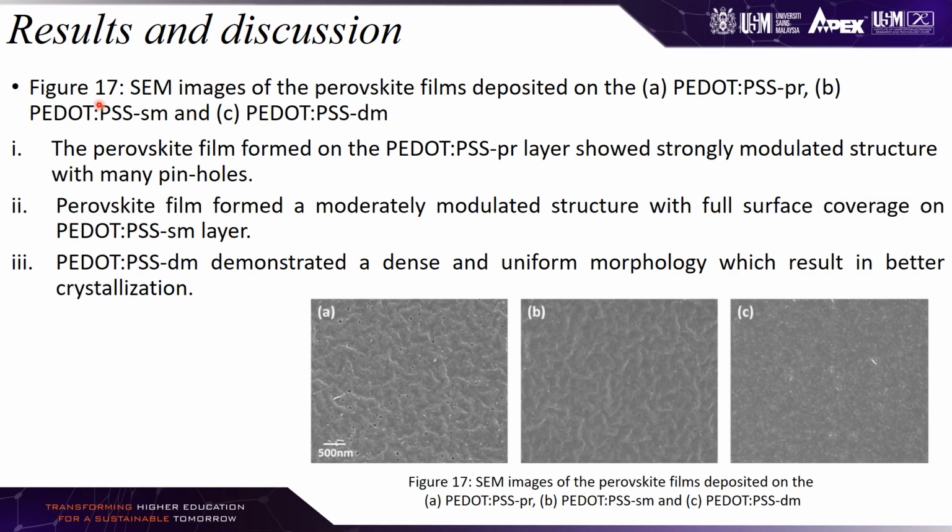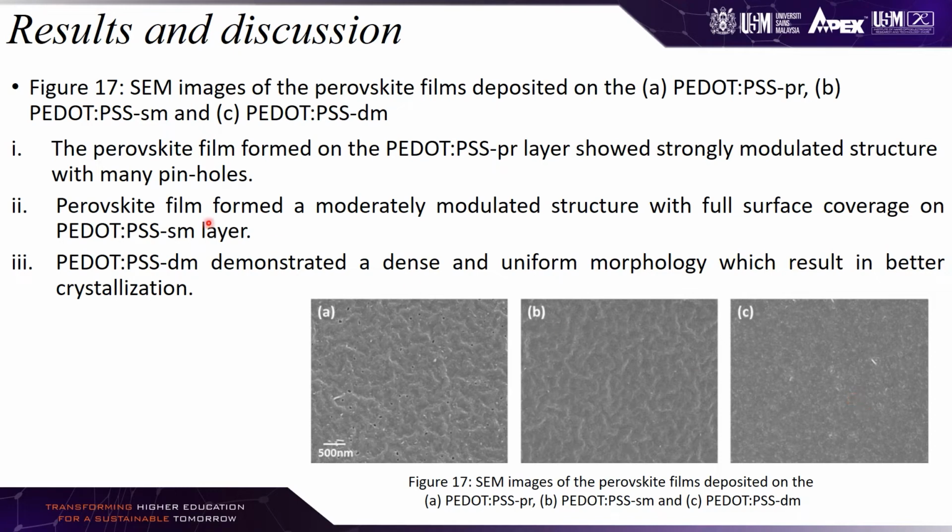Figure 17. The SEM images of the perovskite film deposited on A, which is PEDOT:PSS-PR, for this image; B, PEDOT:PSS-SM, which is a solvent modification, and this is the second image; and C, PEDOT:PSS-DM, and this is the image for PEDOT:PSS-DM, which is a dopant modification.